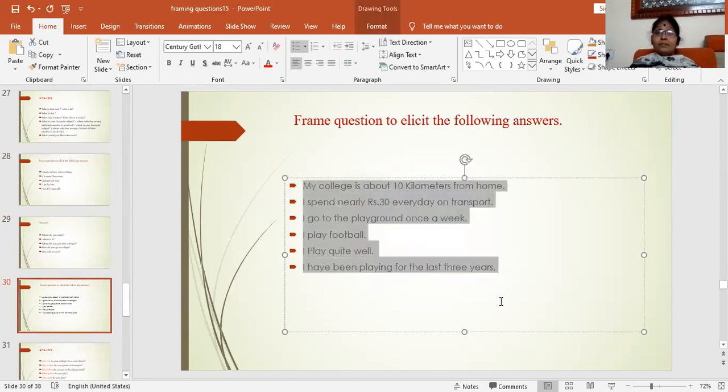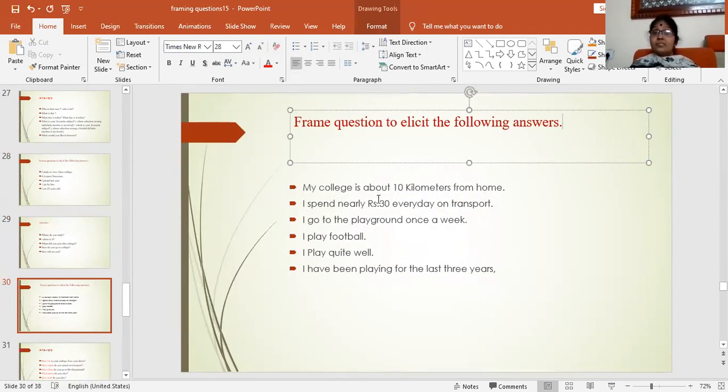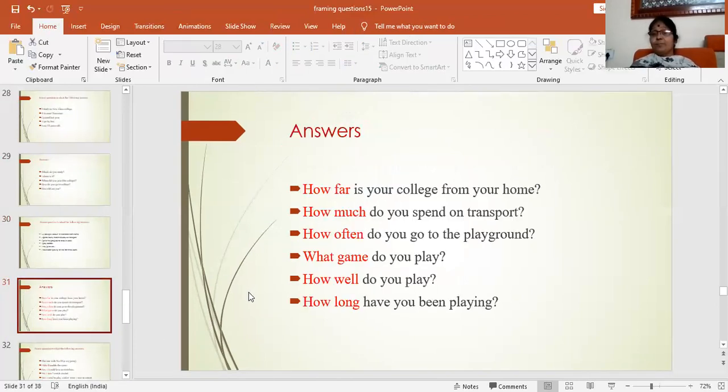There are again some more questions where you can frame questions. This is a little higher level. My college is about 10 kilometers from home. I spend nearly 30 rupees every day on transport. I go to the playground once a week. I play football. I play quite well. I've been playing for the last 3 years. What could your questions be?